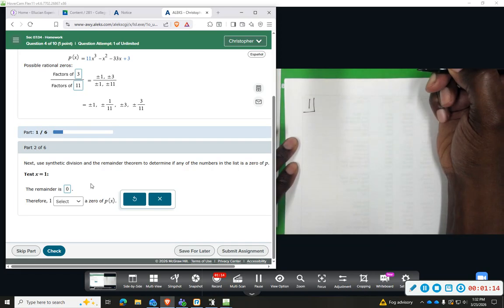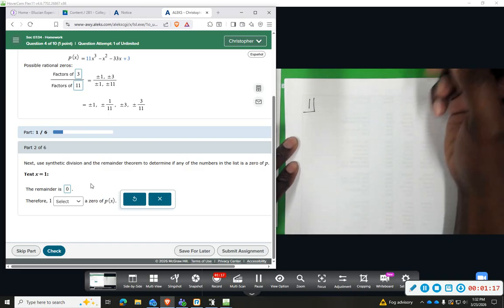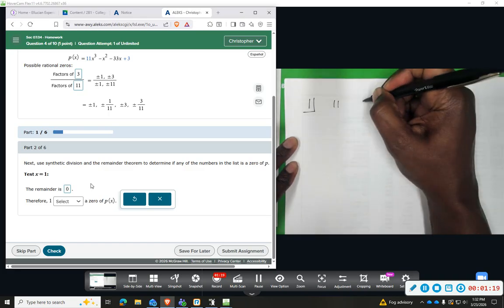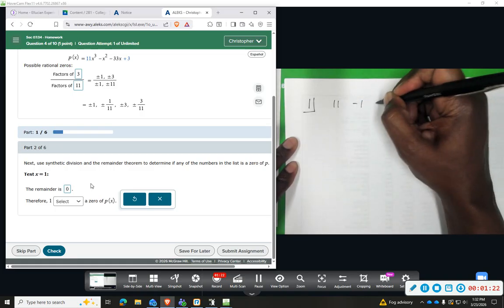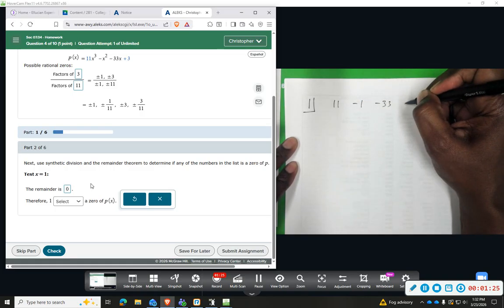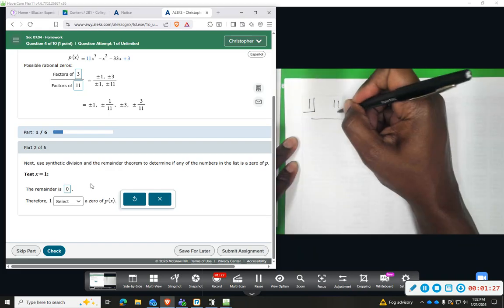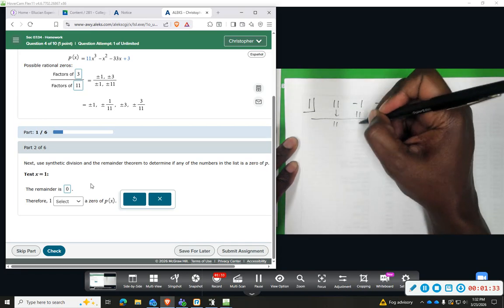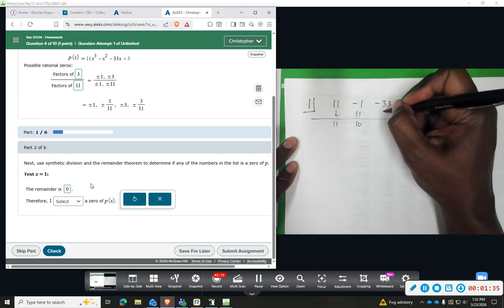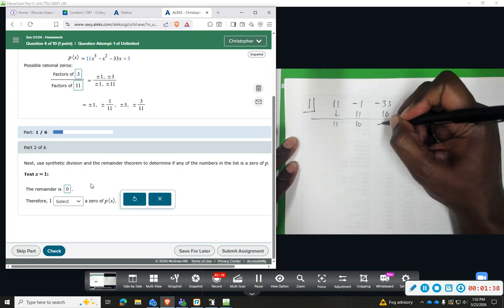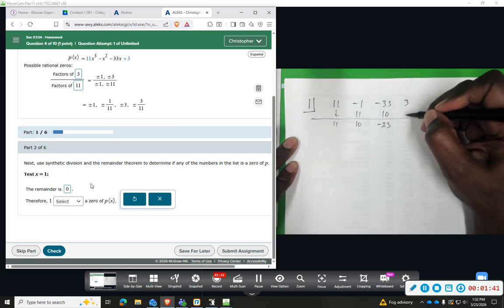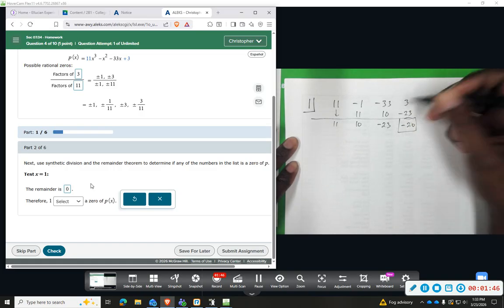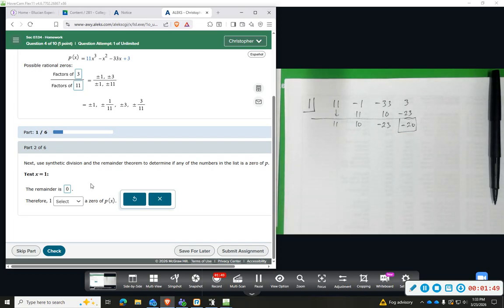I'm going to list my coefficients. So x to the third, second, first. Okay, so we have all our terms. 11, negative 1, negative 33, and positive 3. Bring down 11. 1 times 11, get 11. Subtract, we get 10. 1 times 10, subtract, we get negative 23. 1 times negative 23, subtract, we get a negative 20. So because this does not end in 0, 1 is not a 0.